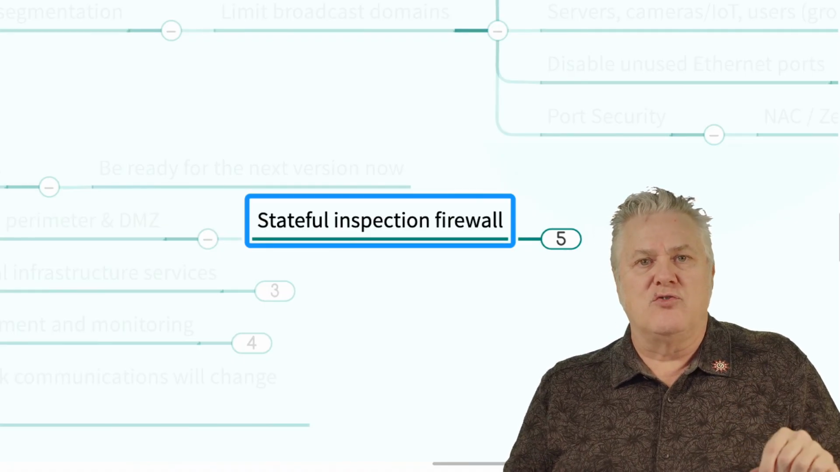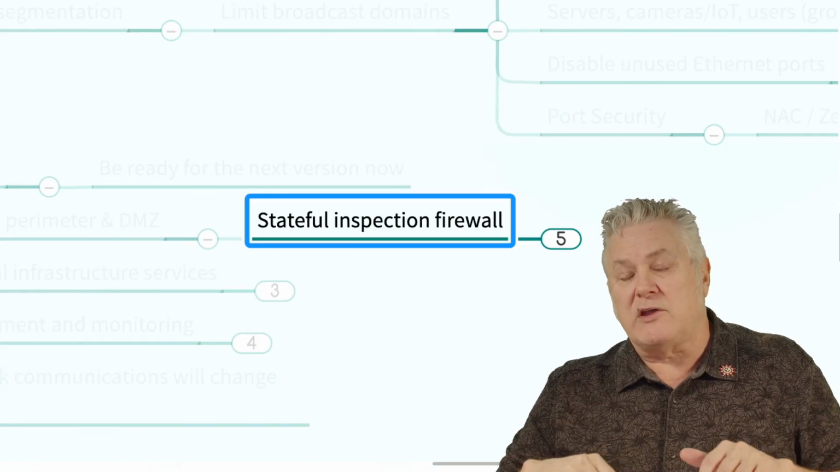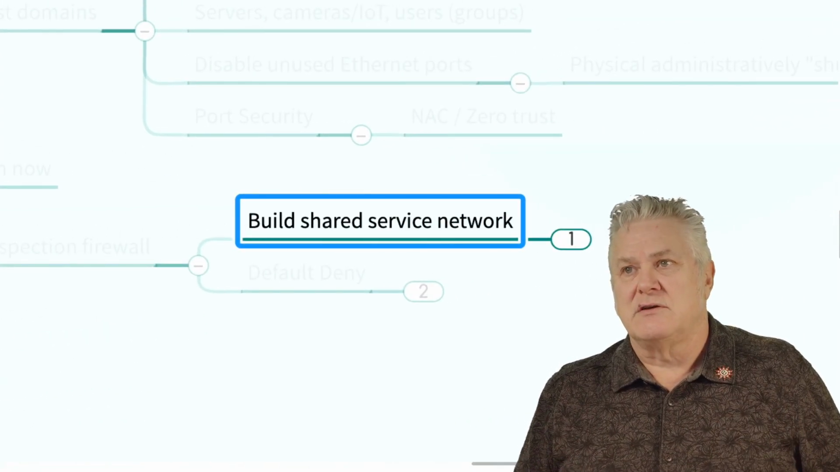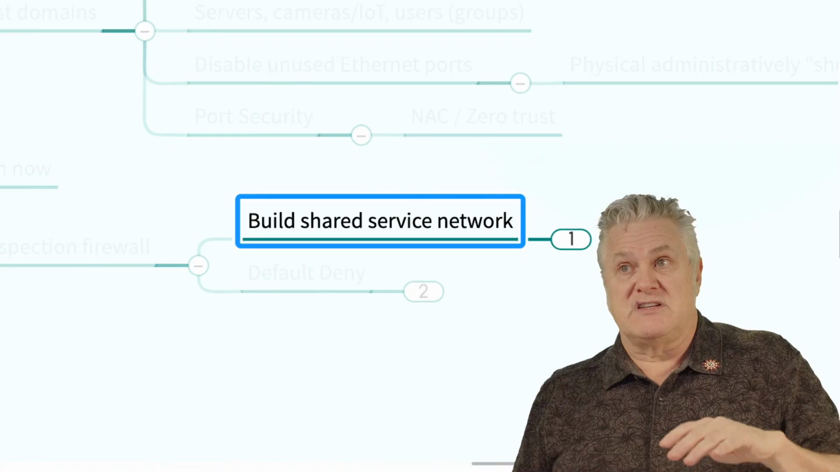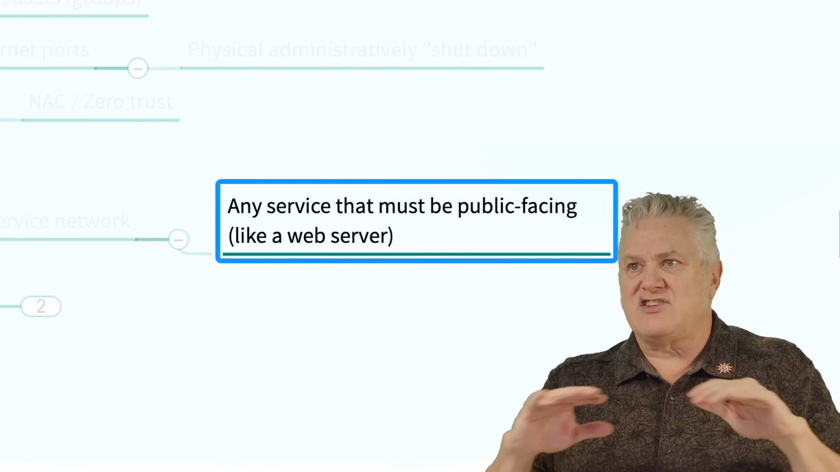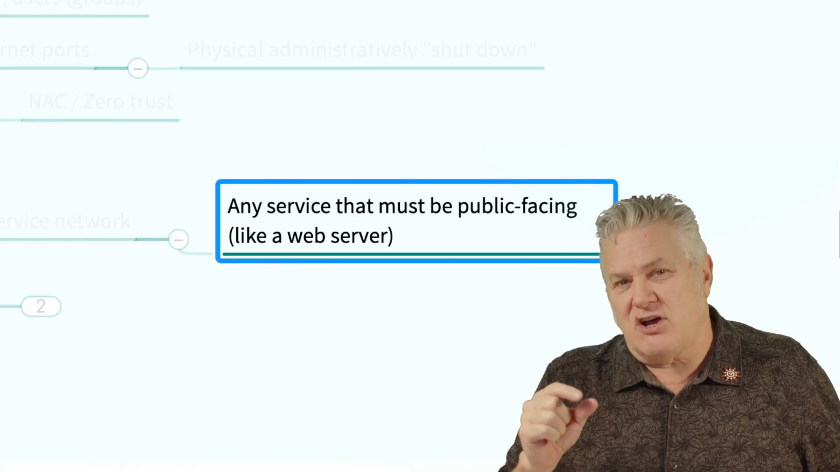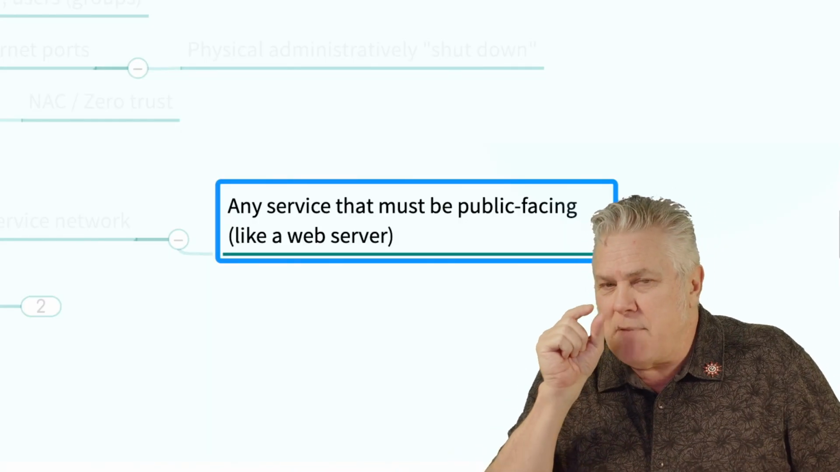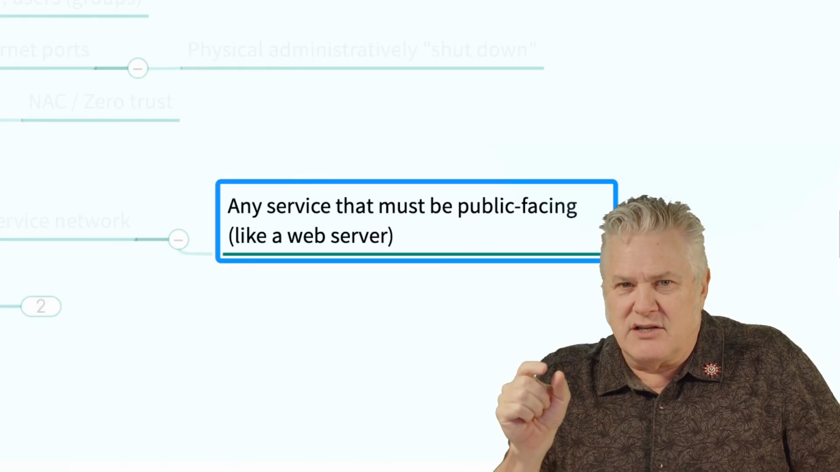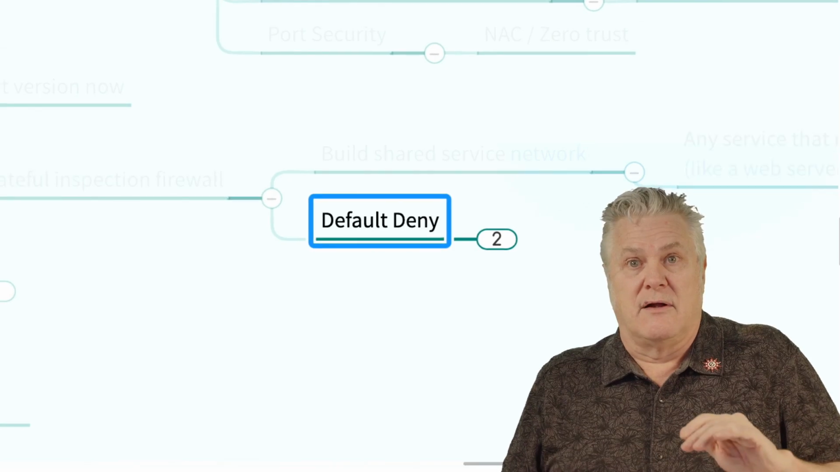That will allow you to segment your networks and know who's coming and going, who's initiating the connections. First thing that you build is a shared services network. That network is going to be for any services that are public facing, like a web server, or maybe, in your really small office, it's just a connection to the internet. That might be all it is, okay?